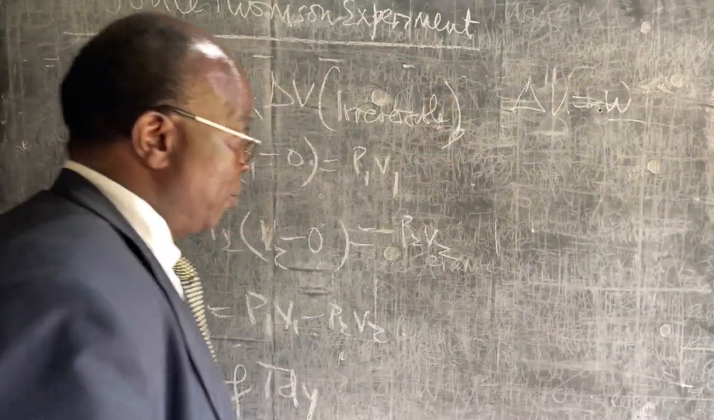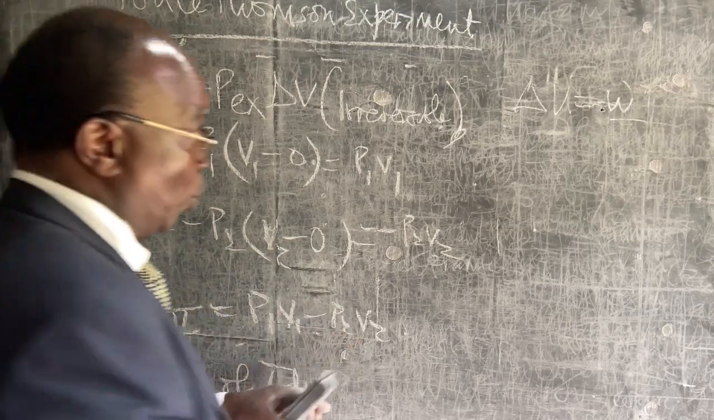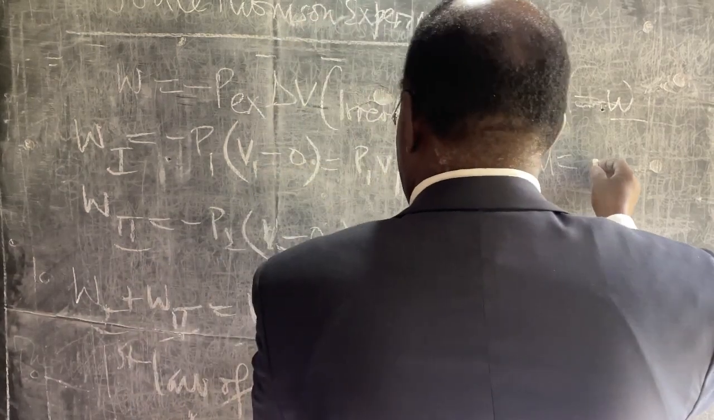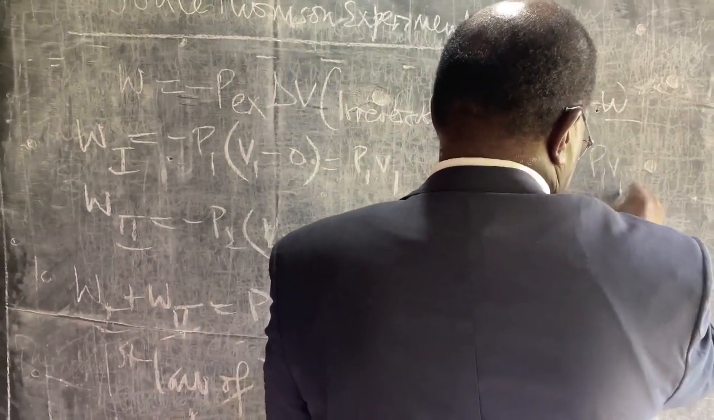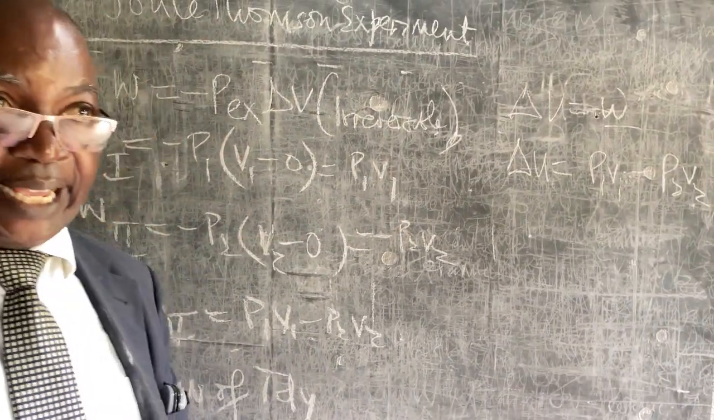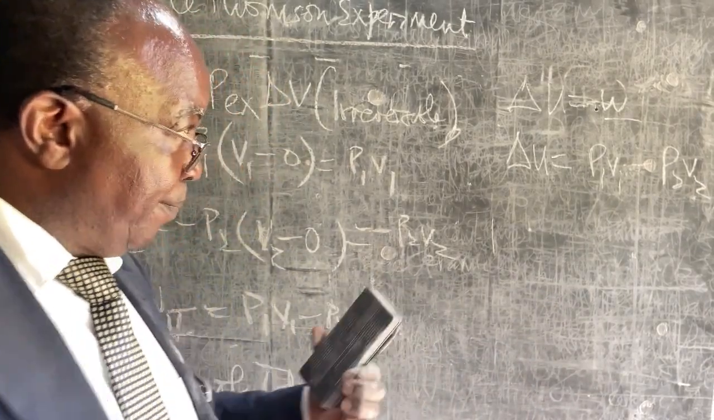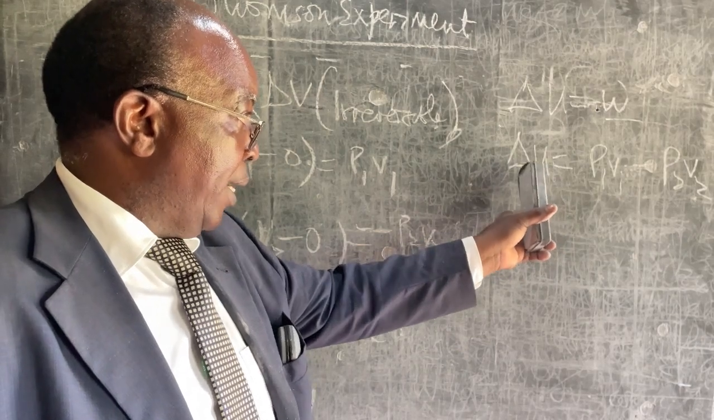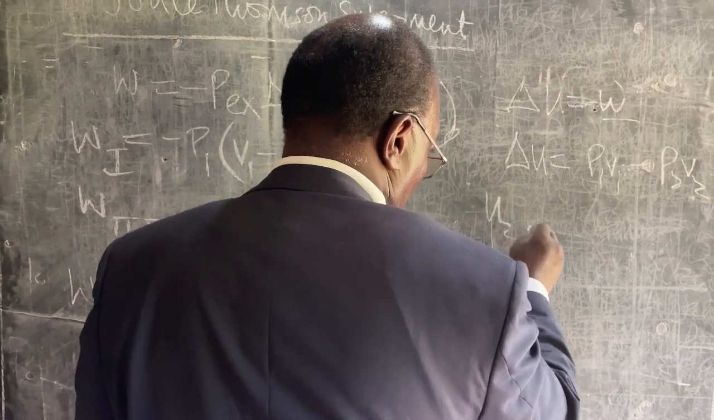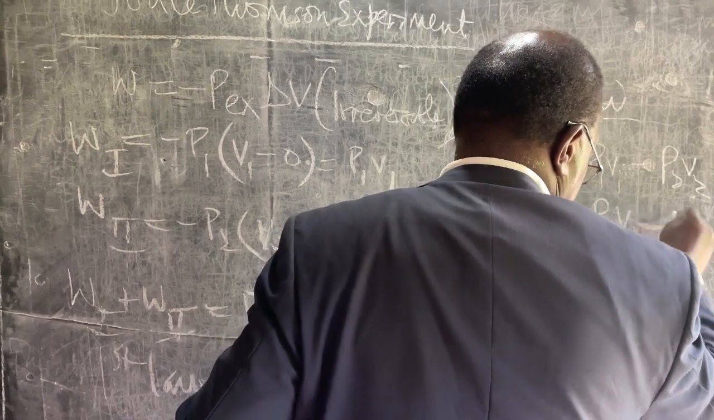And what is the value of W? The value of W we have seen is P1 V1 minus P2 V2. So what we are saying is that delta U, the change in internal energy for that system, is P1 V1 minus P2 V2. But what is delta U? We have said delta is a measurable change, dU is an infinitesimal change. So it simply means the difference between the internal energy in compartment 2 minus the internal energy in compartment 1. So we have U2 minus U1 equals P1 V1 minus P2 V2.